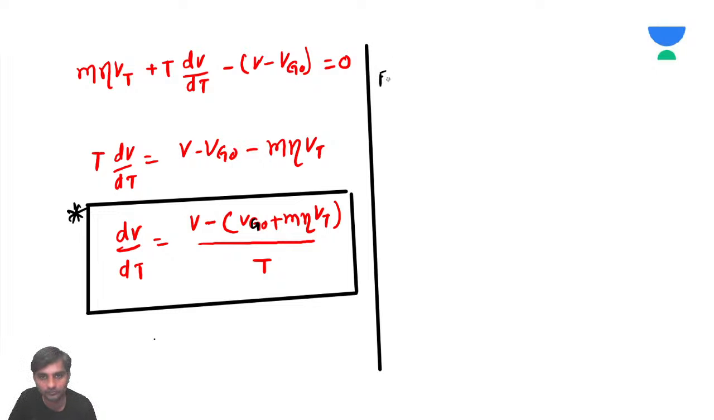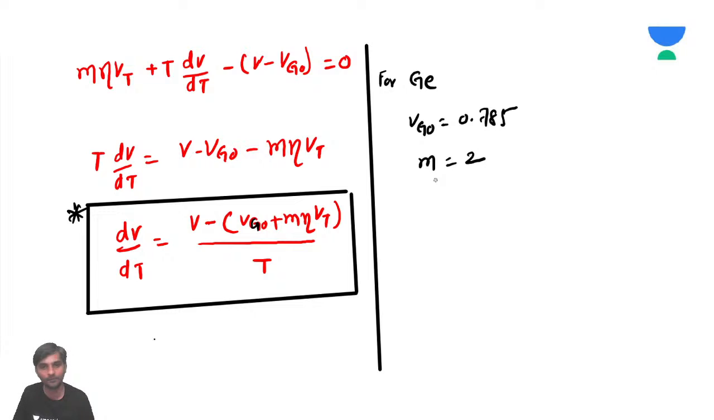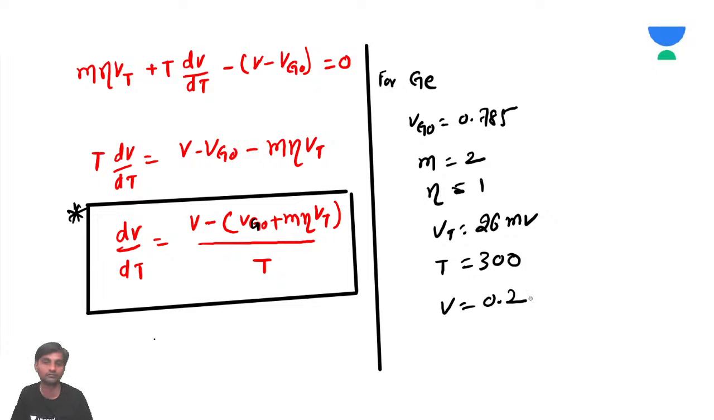So for germanium, we'll see. Vg naught is going to be 0.785 volts. M is going to be 2 for germanium. Eta is going to be 1, and Vt is going to be 26 millivolts. T is equal to 300, and assume V is going to be 0.2 volts, that's the cut-in voltage. So how much will you get for dV by dt?